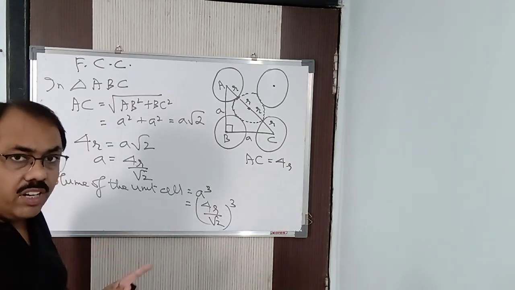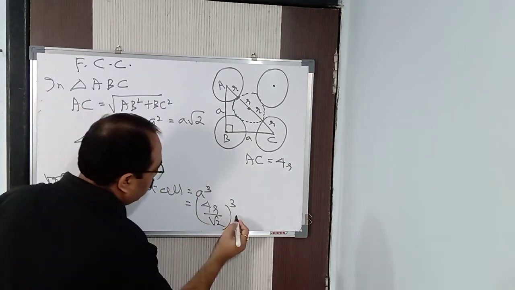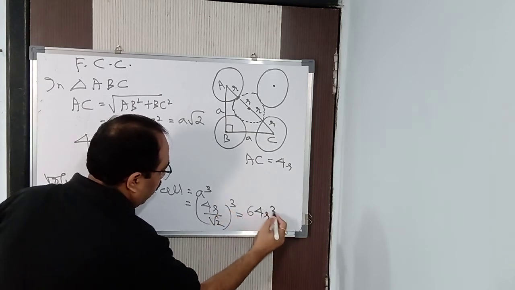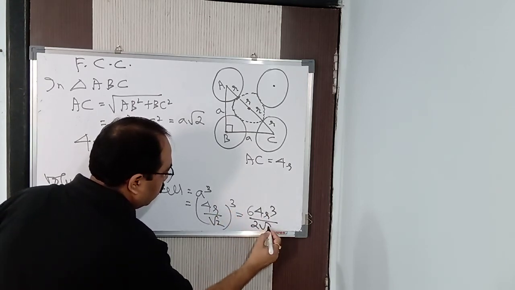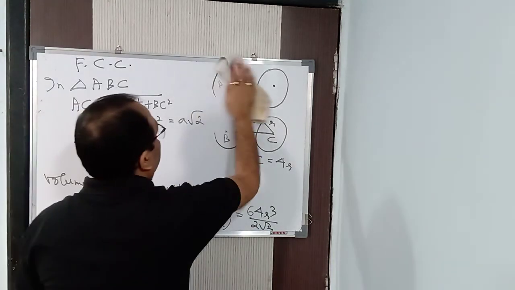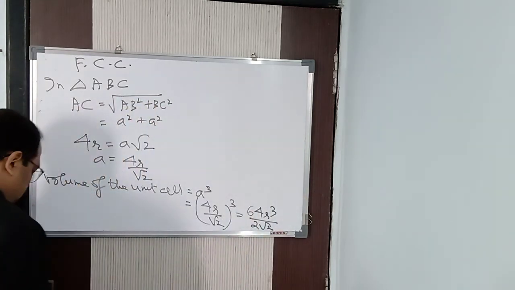So this will definitely be used, you will see. Now here we got 4R by root 2. If you simplify, 4 cubed is 64, so A cube is 64 R cube by 2 root 2. We got it. Clear? Now I have to work it out a little bit.